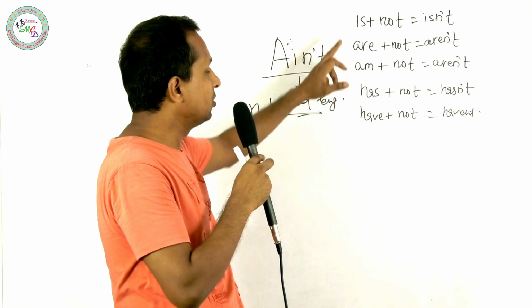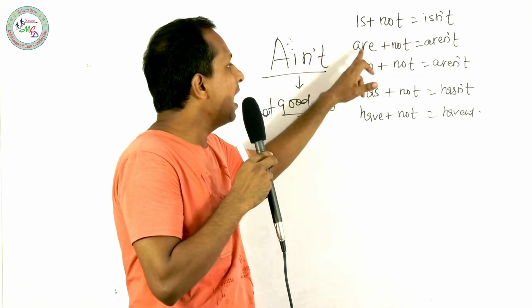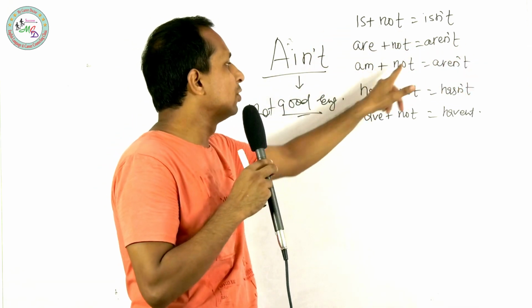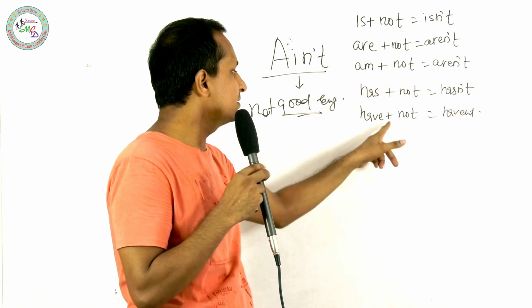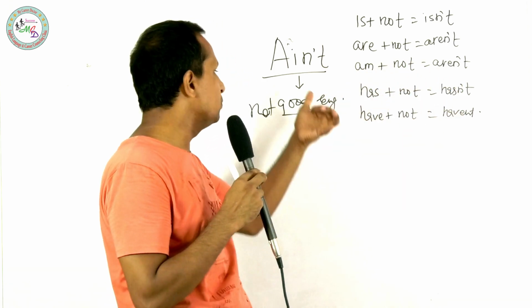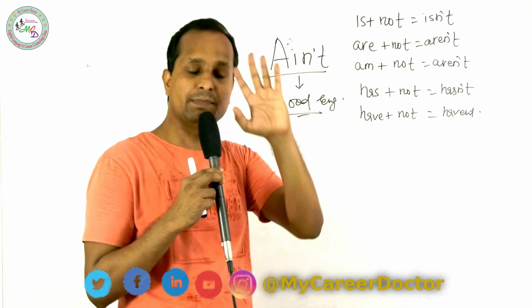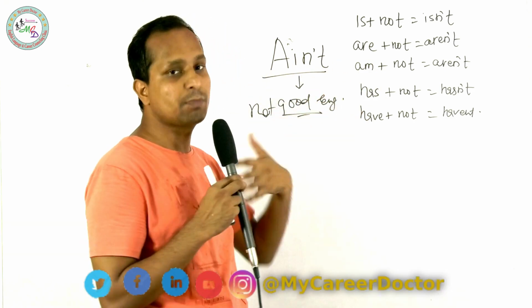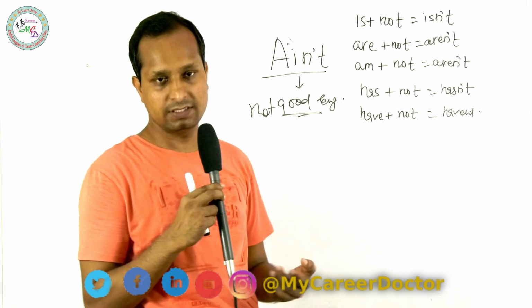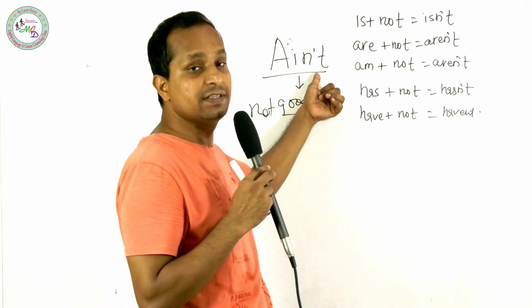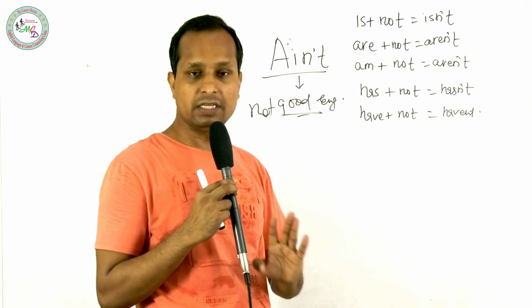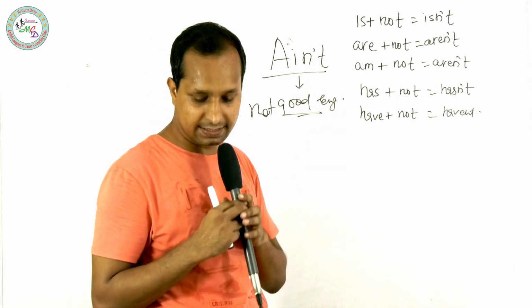So wherever you use is not isn't, are not aren't, am not aren't, has not hasn't, have not haven't, we can use ain't. But please keep this in mind that you will use it in spoken English only, and that too in informal situations. Not for official purposes, and especially in the examination, please don't write this down.